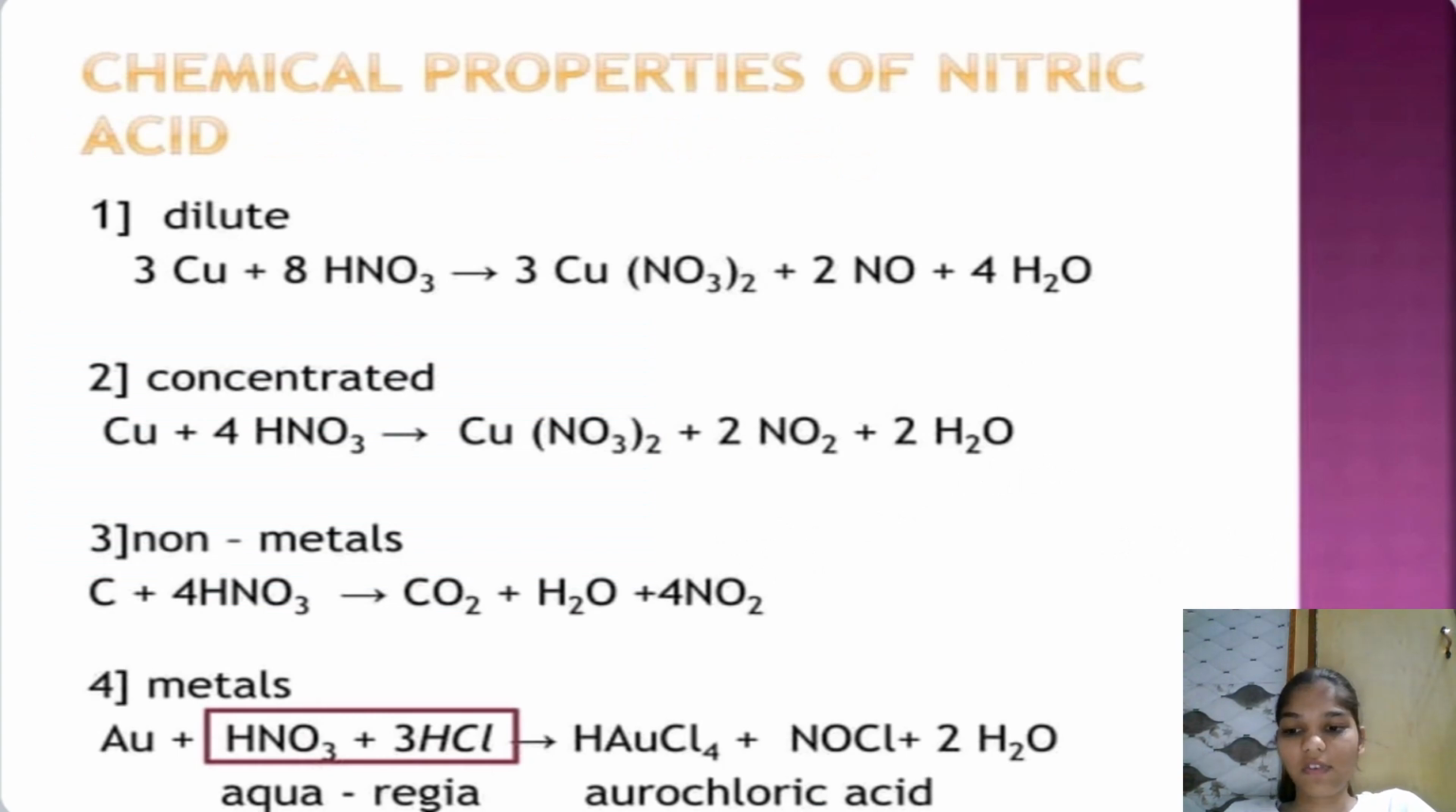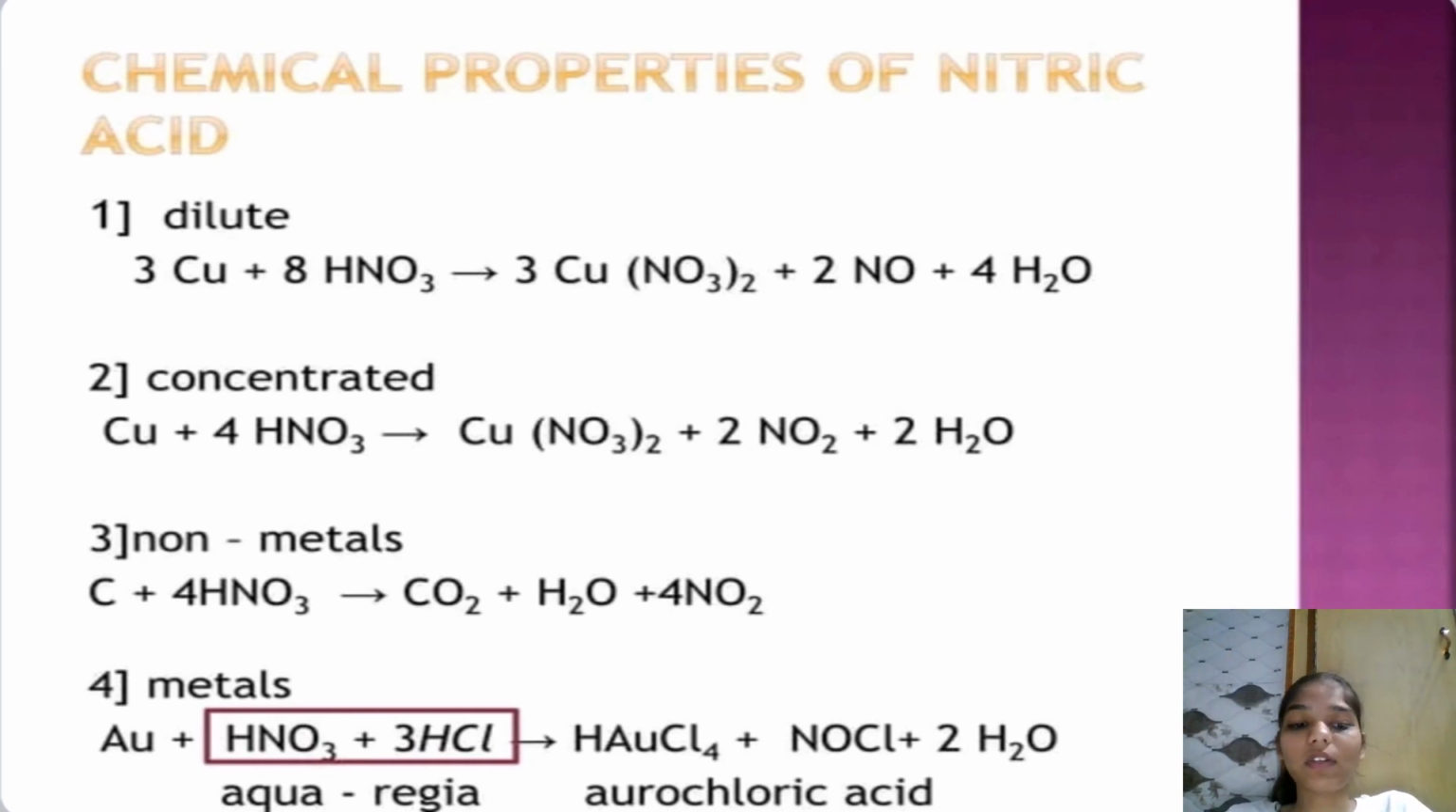Chemical properties of nitric acid. First, when dilute nitric acid reacts with copper, we get Cu(NO3)2 plus nitric oxide plus water. Next, when copper reacts with concentrated nitric acid, we get similarly Cu(NO3)2 plus 2 nitrogen dioxide plus water. When nitric acid reacts with a non-metal like carbon, we get carbon dioxide plus water plus nitrogen dioxide.